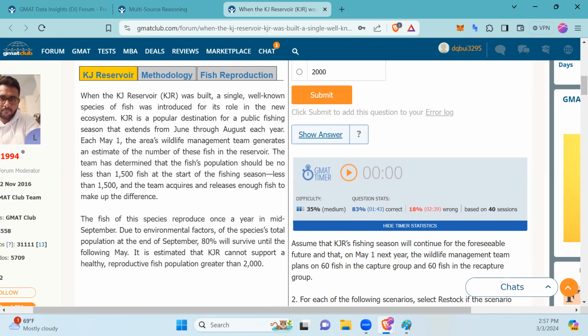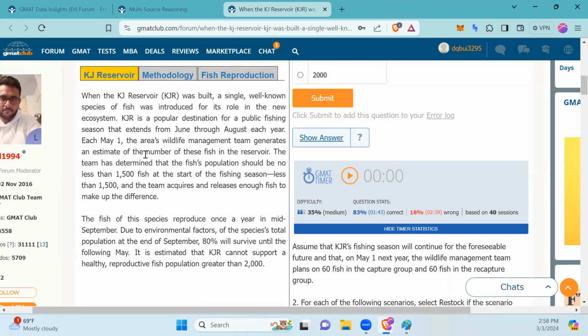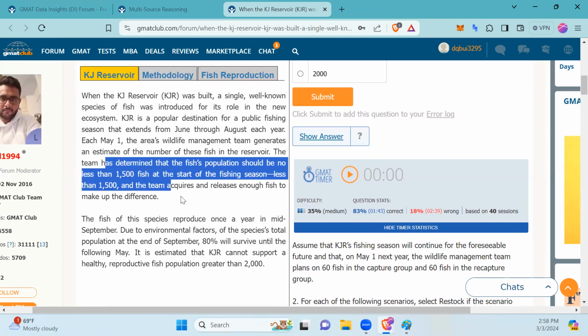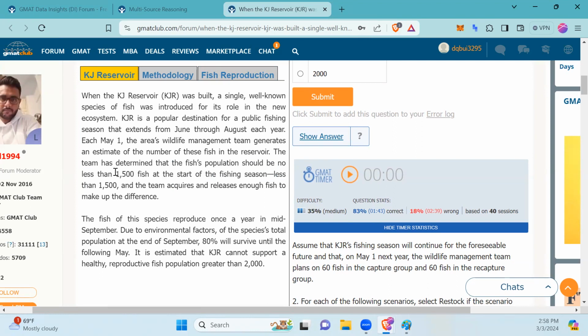Hello? Yes. You are asking me to explain the tabs? Yeah, just quickly summarize and then what the relationships are among the 3 tabs. The first tab talks about the number of fish at the start of the season. And then they provide some information about the percentage of the population that survives until the next May.